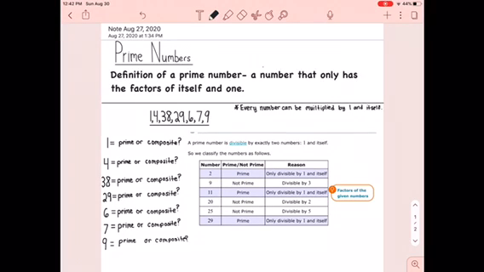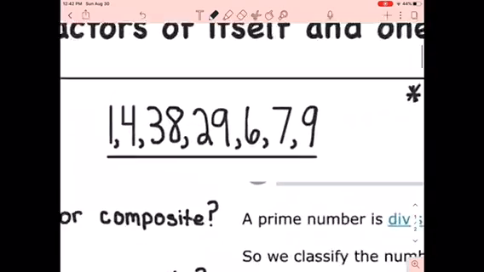Okay, today I'm going to be talking about prime numbers. The definition of a prime number is a number that only has the factors of itself and 1. Every number can be multiplied by 1 and itself. That is just a rule for all numbers, both prime and composite. Even if it's composite, it can be multiplied by 1 and itself.